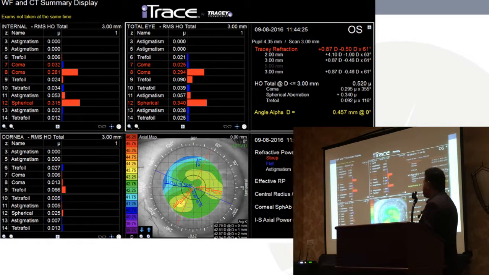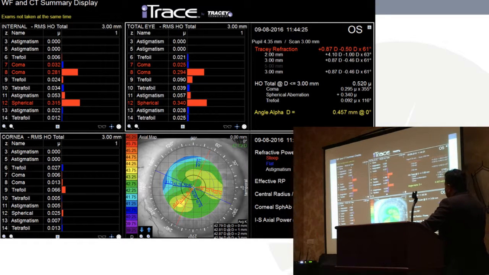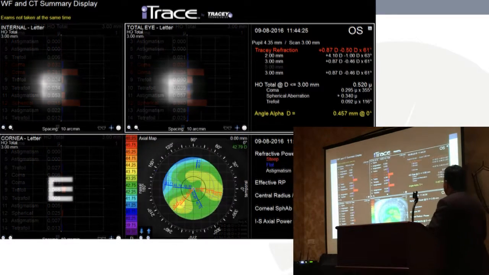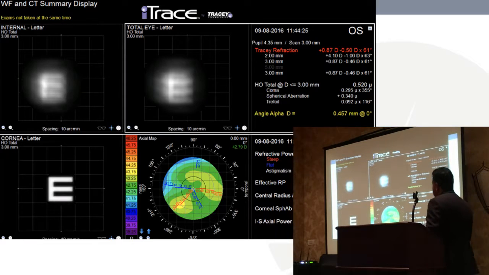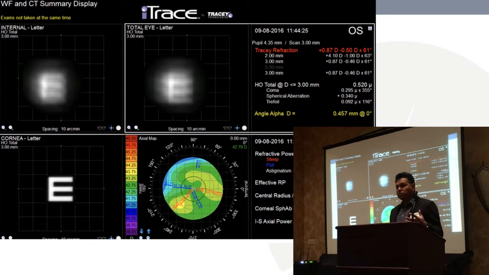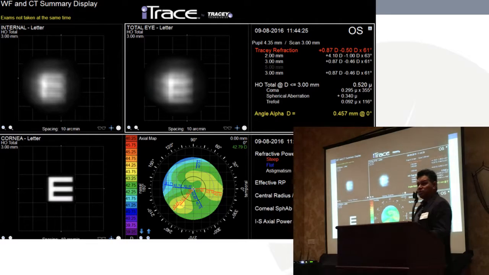So we put her on the iTrace. I'm just going to show you the left eye here. This is the Chang display, of course, but the corneal irregularities are very minimal. This is a fairly normal looking cornea with a low amount of corneal anterior astigmatism, and all the indices look great. If you look at the total, you see so much more: a lot of coma, a lot of spherical aberration, and it's not coming from the cornea, it's all coming from the internal numbers here. And if you look at the simulation, which I think is a great tool, not only for us to understand what's going on, but to show the patients what's going on.